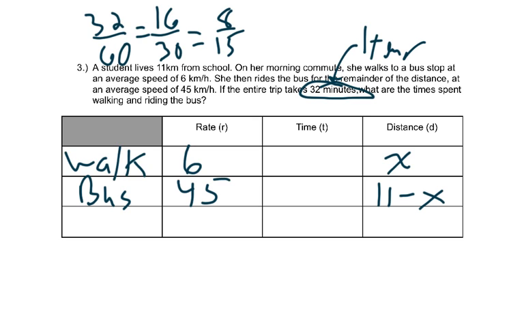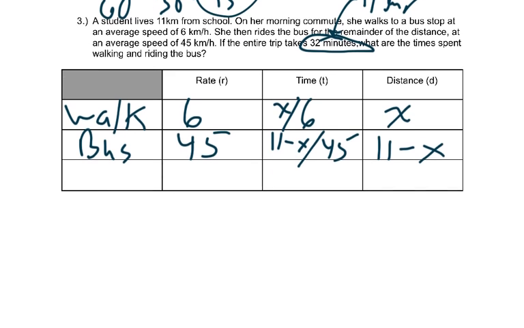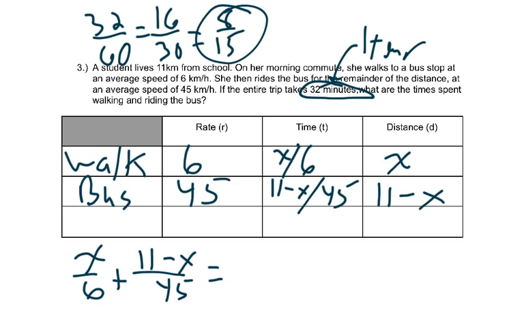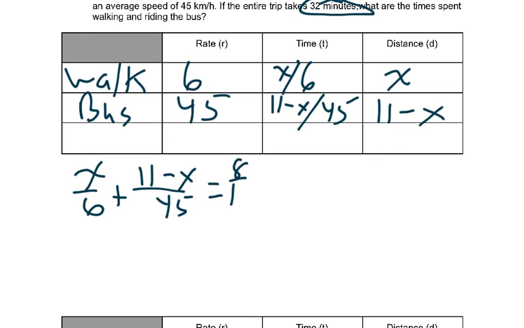The time, we're given the sum here. We know that it is 8/15. So the time is going to be the thing that we're solving for here. So once again, distance over rate equals time. So x over 6, 11 minus x over 45. Now let's solve. x over 6 plus (11 minus x) over 45 equals our total time, 8 over 15.